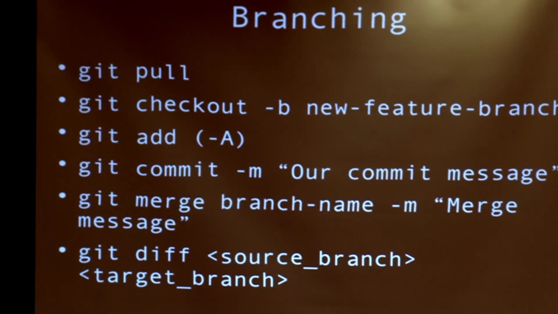Then you can create a new branch with git checkout -b new-feature-branch, whatever feature you want to add. Do your changes, add your code to Git, and then commit it. Of course, if everything is working well, you can merge it to the master branch that you need. And if you need to see the changes, you can try the git diff command between the branches that you need.